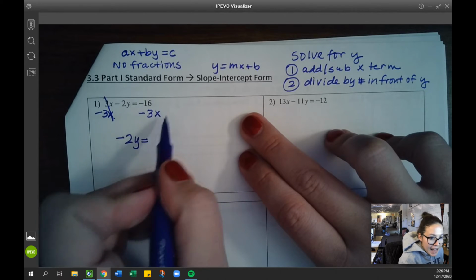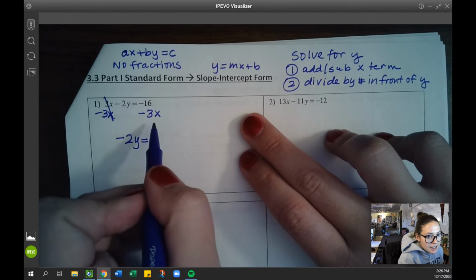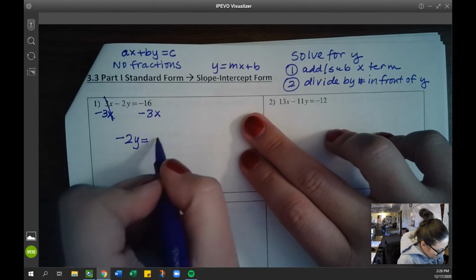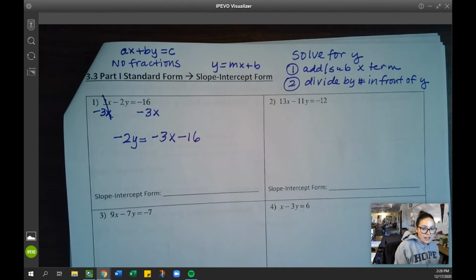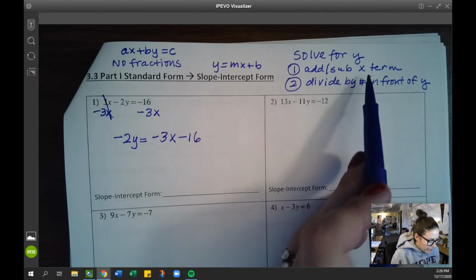Now, these are not like terms. We cannot combine them together. This doesn't become negative 19x. This doesn't become 13x. They have to stay as separate terms. So that was the first step. We subtracted the x term.